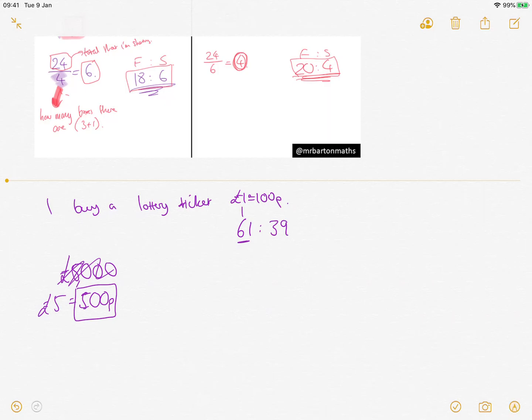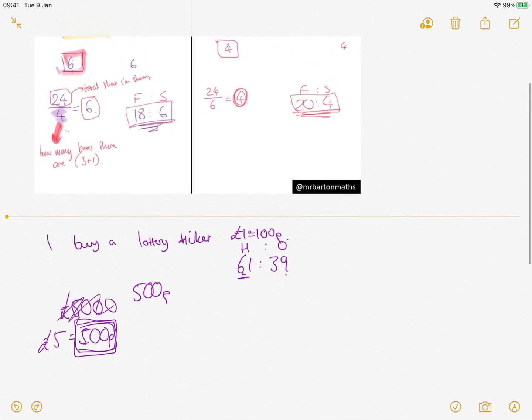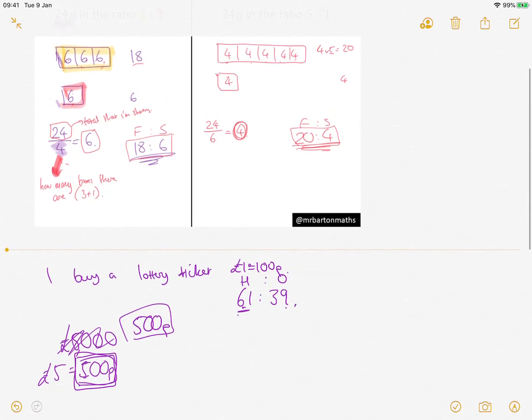So let's put H here for Harvey, and let's put O here for other person. So it's not fair that we just split our winnings down the middle. We need to share out 500p across this ratio. Now, because it's 61 to 39, I don't want to have to draw out 61 boxes, because it's going to take me forever. So let's see if you can have a go at it. See if you could share out these winnings in this ratio. And then I'll go through what the method is now.